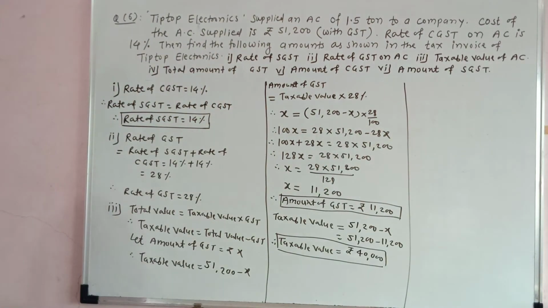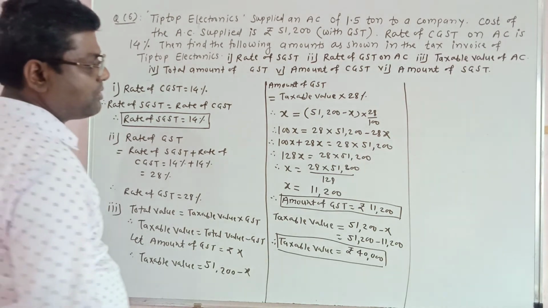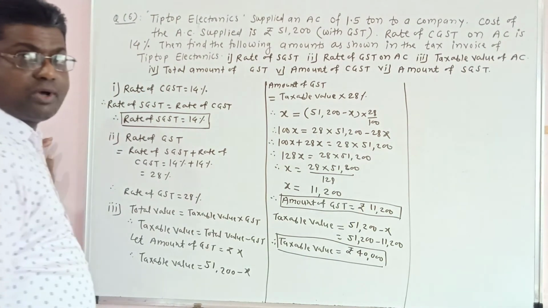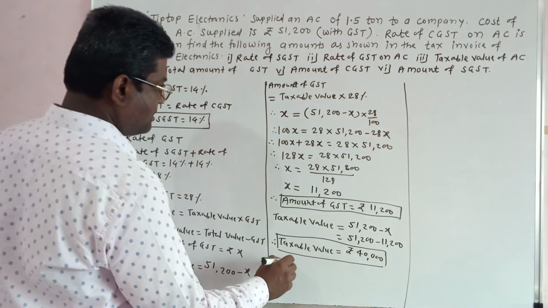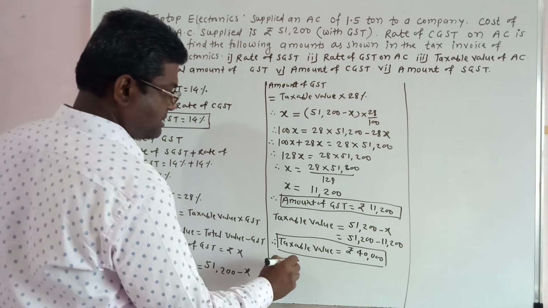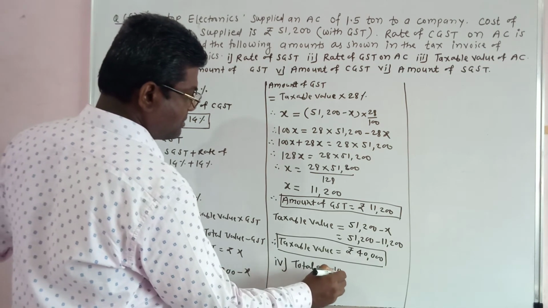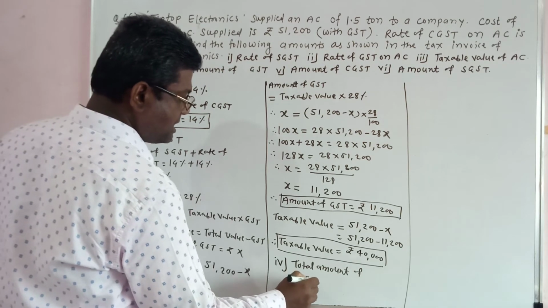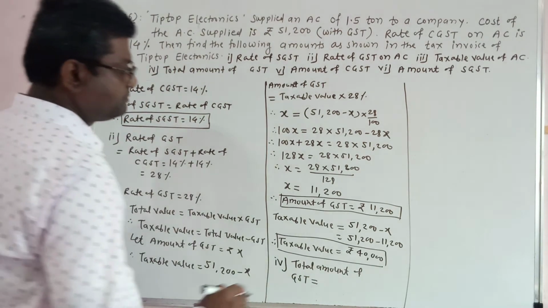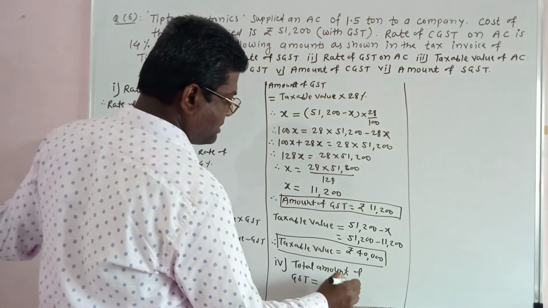Now number 4, total amount of GST. Here we have the total amount of GST, which we have calculated as 11,200. That is our answer number 4. So the total amount of GST is equal to rupees 11,200.